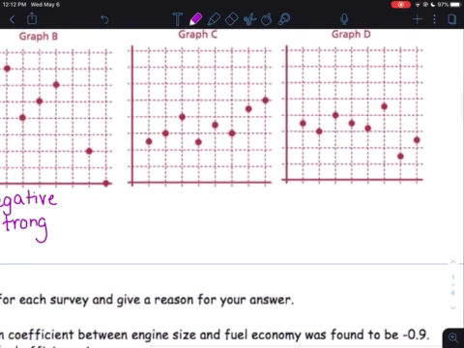Over here, we've got a positive, maybe somewhere between strong and weak. And over here, this is definitely a negative, but it is weak.